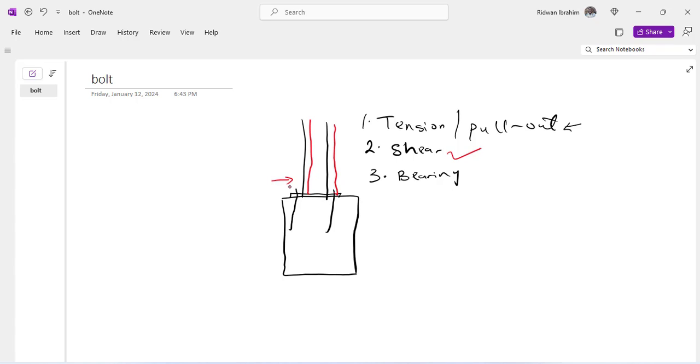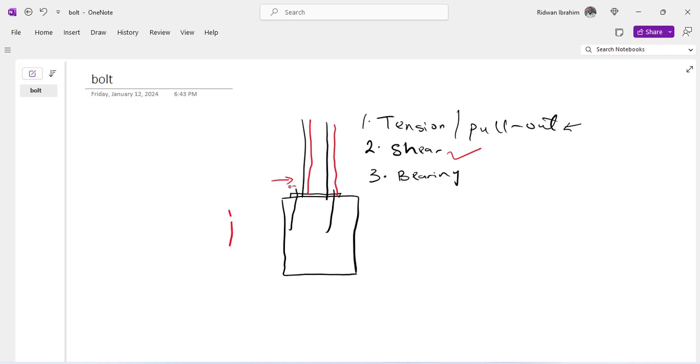Okay, so the black line represents the original position and the red line represents the new position. So now imagine that a force is being applied here to the original UC beam, and then the UC beam now moves to this position. What do you think will happen to this bolt? Definitely the bolt will cut.